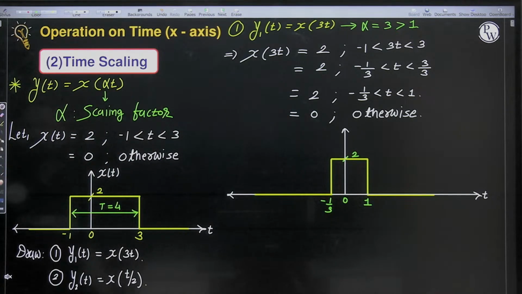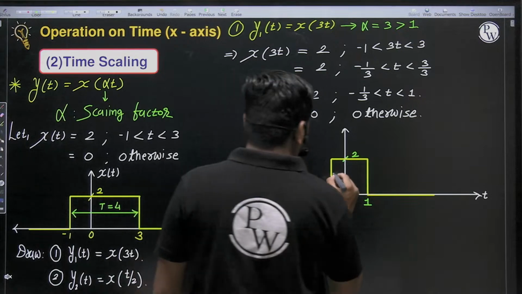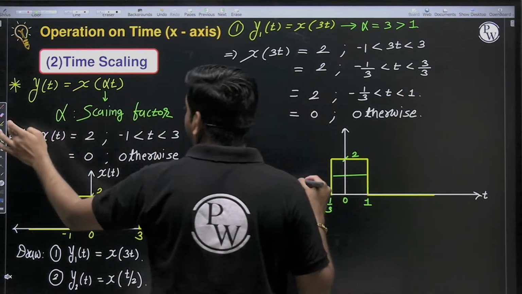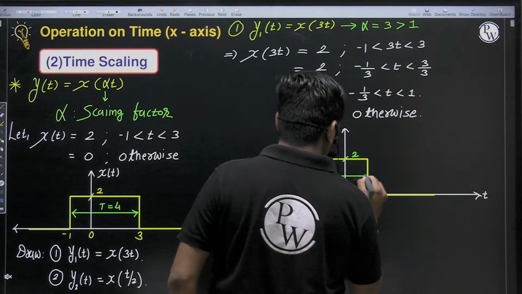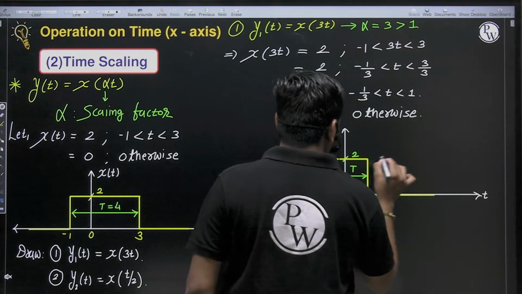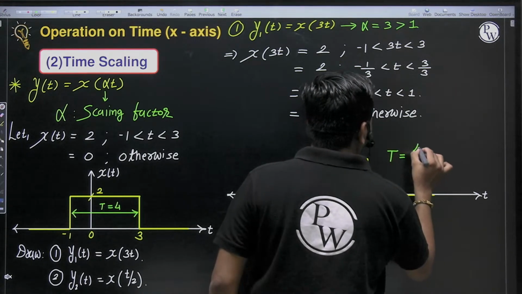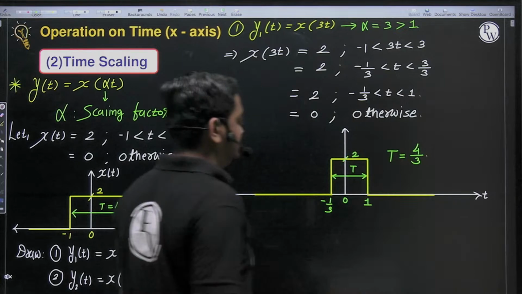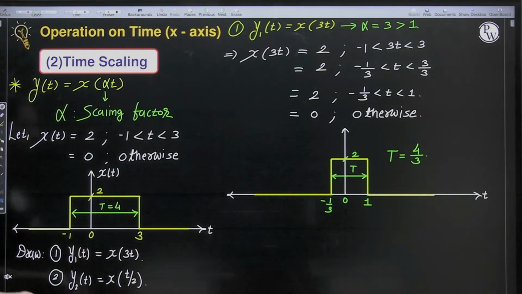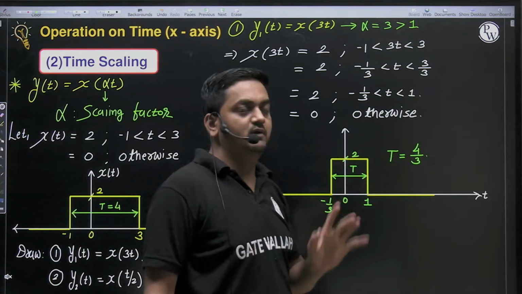So tell me, what is the width, guys? Here, what is the value of width? Signal width T is equal to 4 by 3, guys. Yes or no? Signal width is 4 by 3. Here the signal width is 4, and after time scaling, the signal width is 4 by 3.